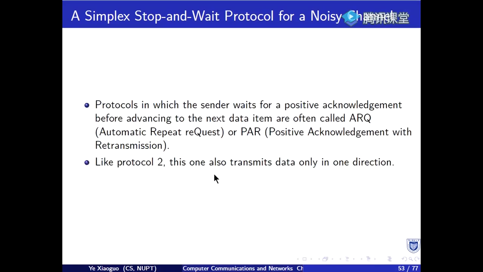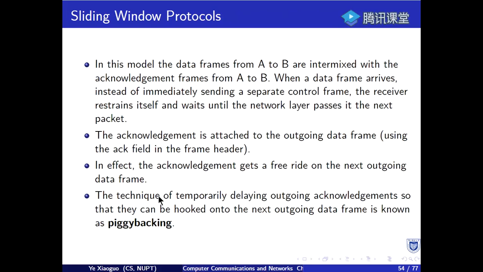Protocols in which the sender waits for a positive acknowledgement before advancing to the next data item are often called ARQ or PAR. ARQ means automatic repeat request. PAR means positive acknowledgement with retransmission. Then usually flow control depends on sliding window protocol.